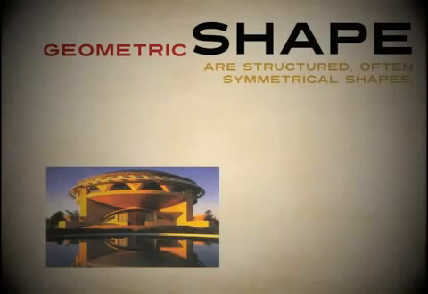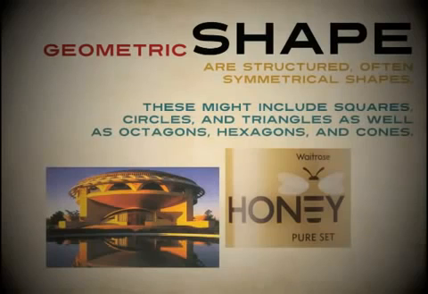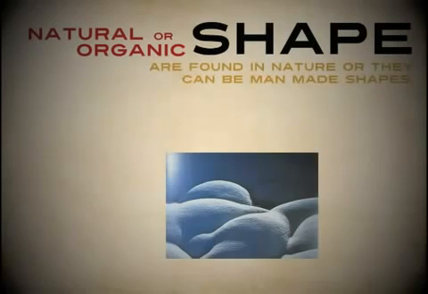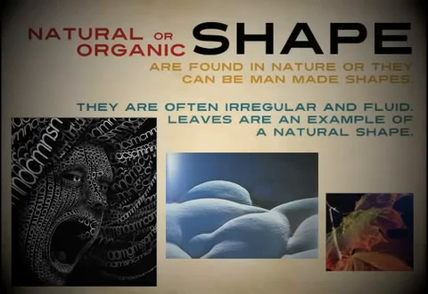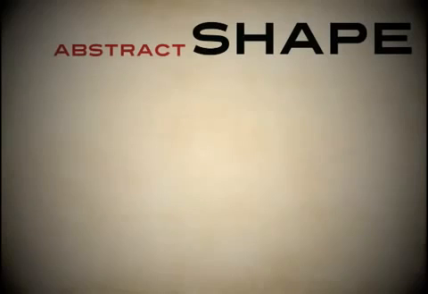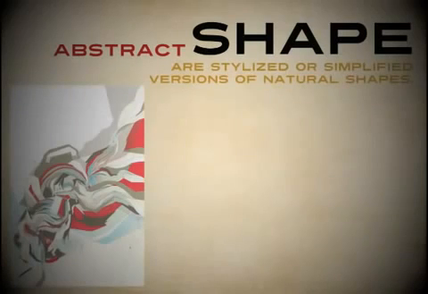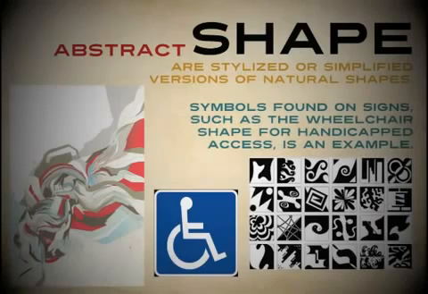Geometric shapes are structured, often symmetrical shapes. These might include squares, circles, and triangles, as well as octagons, hexagons, and cones. Natural or organic shapes are found in nature, or they can be man-made shapes. They're often irregular and fluid. Leaves are an example of a natural shape. Abstract shapes are stylized or oversimplified versions of natural shapes. Symbols found on signs, such as the wheelchair shape for handicapped access, are an example.